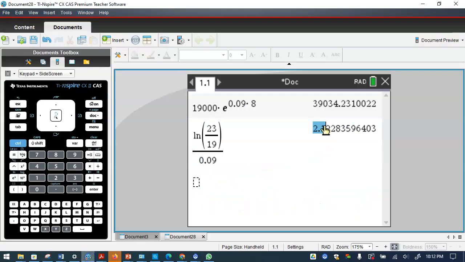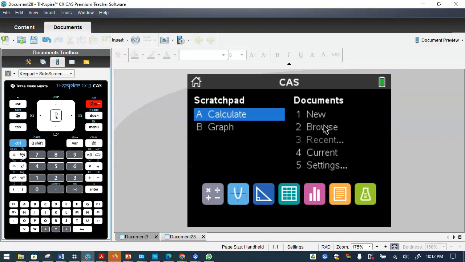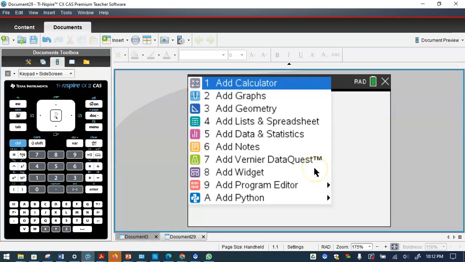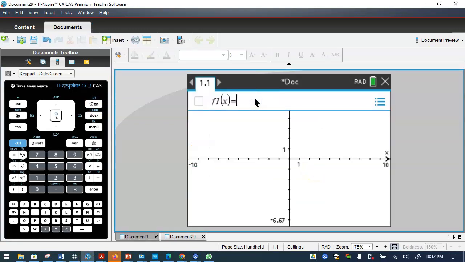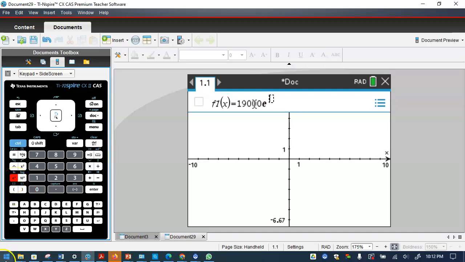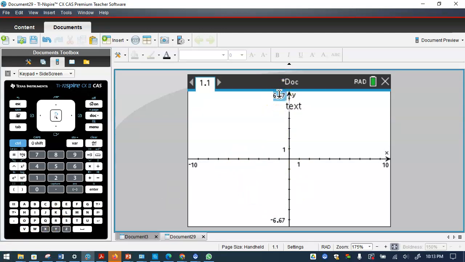Let's check with the calculator. I'm going to a new one and directly put a graph and put down 19,000 e raised to 0.09x. Okay. And then we'll have to change some settings, of course. Let's enter, and you can't see the graph, so I'll have to make this 50,000 there. And this side I'll make it like 8.